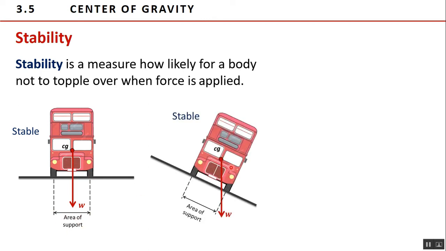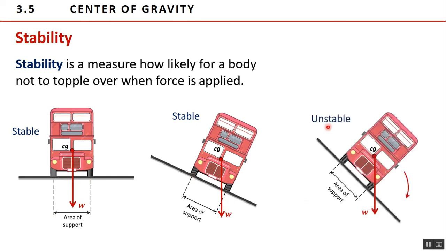For an inclined road, the center of gravity is shifted towards one side of the wheels. If there is too much banking angle on the road, the bus becomes unstable, because the center of gravity will no longer be within the area of support.